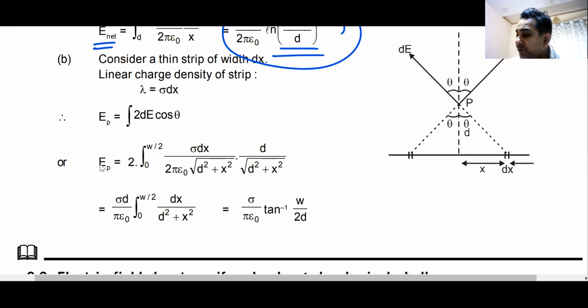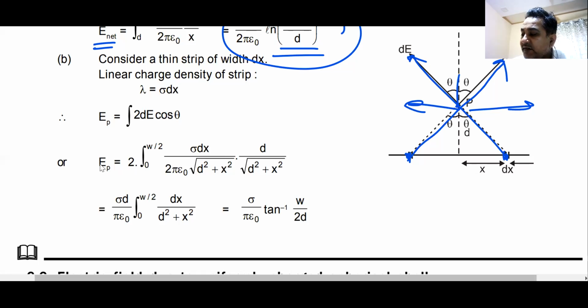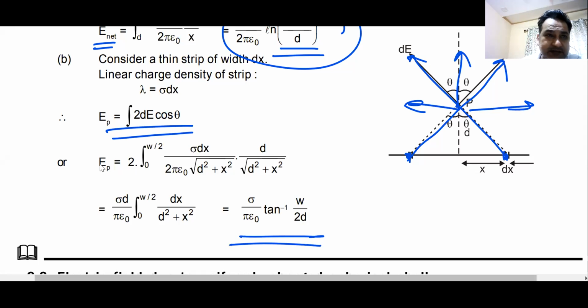If you have a perpendicular point, you take one element here, field due to this will go like this, field due to this will go like this. These two parts will get cancelled and you will have 2 times the integral of d cos theta. This will be the answer.